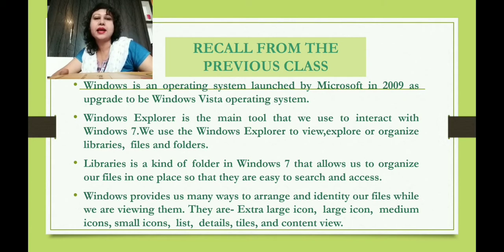Then we had learned that Windows Explorer is the main tool that we use to interact with Windows 7. We use Windows Explorer in order to view, explore, or organize the library folder, and view files and folders. Then libraries is a kind of folder in Windows 7 which allows us to organize our files in one place so that they are easy to search and access.